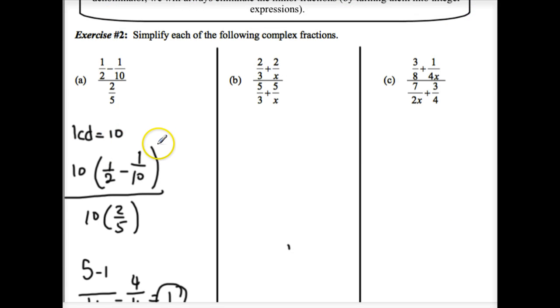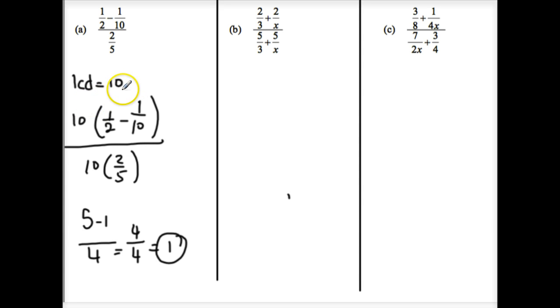Alrighty, so you should have gotten the least common denominator as 10, and then I multiplied 10 by everything. So distribute this over. You should have gotten 5 take away 1, and then you distribute this. You got 4 over 4, which is 1.